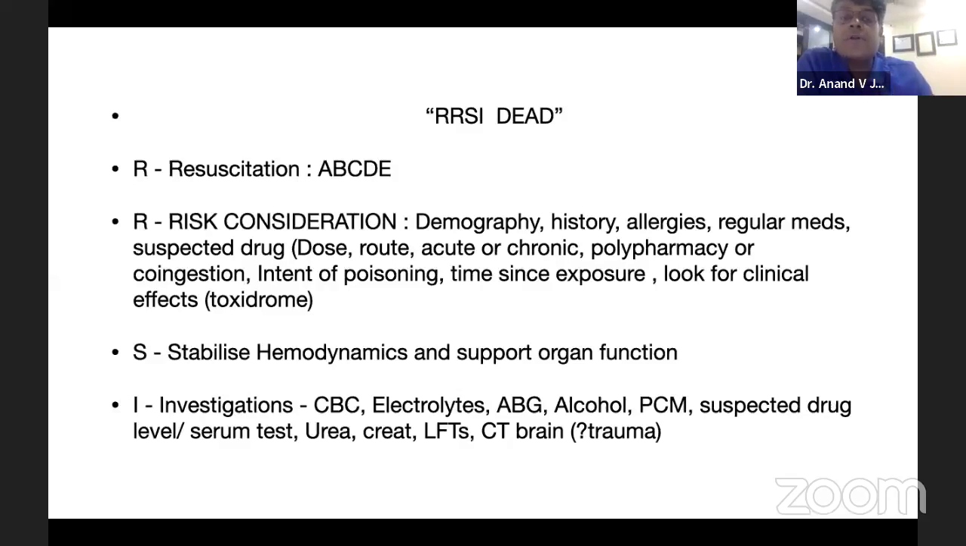Early low threshold for airway protection, breathing, circulation, CPR, long CPR and ECMO, and exposure and cleaning yourself. Once you have resuscitated the patient, you have to think of risk consideration. Where is this person coming from?